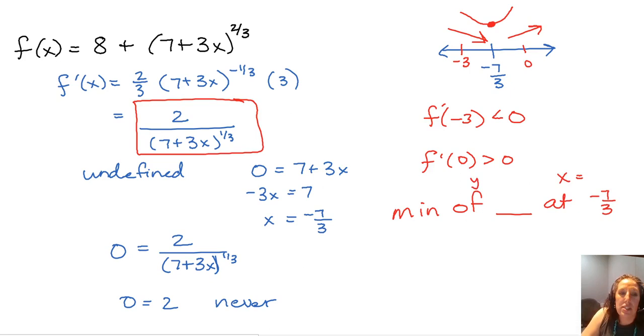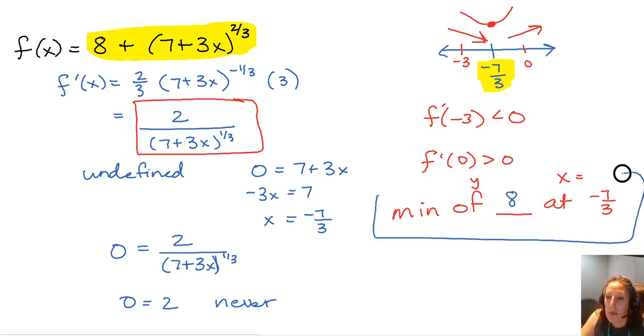Now to figure out what goes in that blank, we need to plug our critical value into our function. So if we plug in negative 7/3, we're going to get 0 inside the parentheses, and that's going to leave us with 8. So this function has a minimum of 8 at the point negative 7/3, or at x equals negative 7/3.